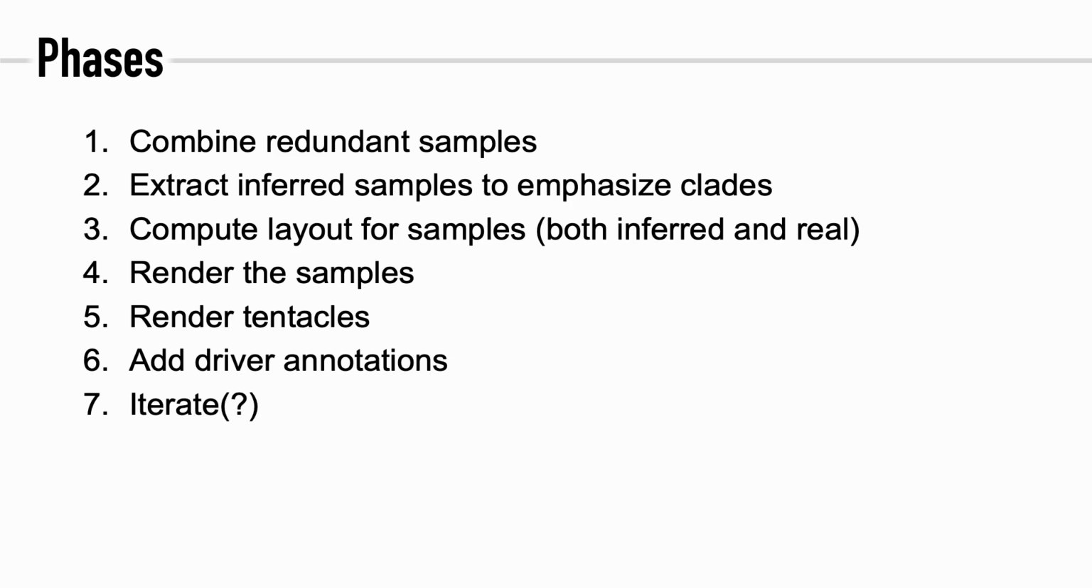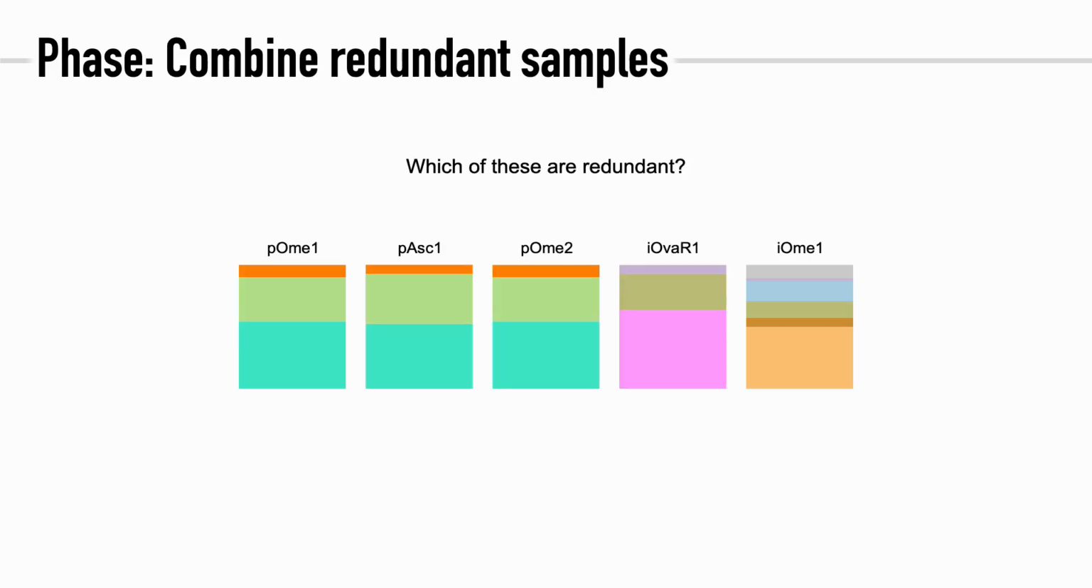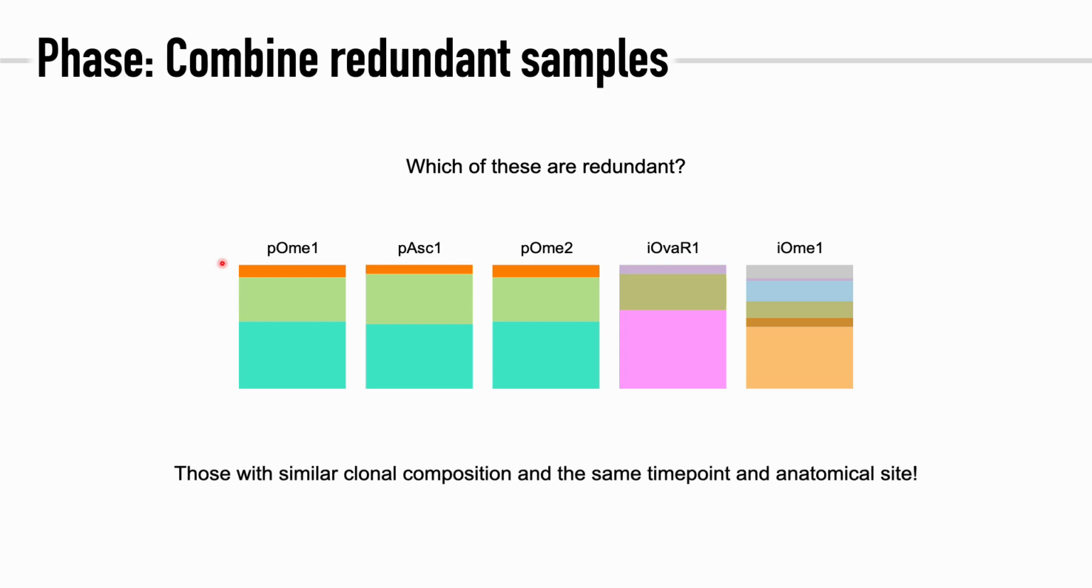Alright, there are multiple phases in drawing the plots, applying to both manual and automatic method. I'll explain each one briefly. Redundancy wastes space and makes it more difficult to find a good layout. But which of these are redundant? Well, those with similar clonal compositions and the same time point and anatomical site.